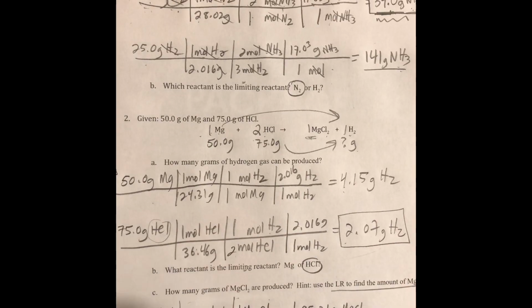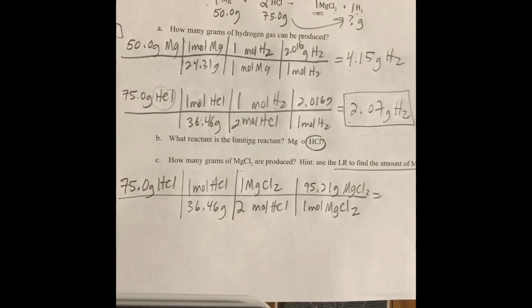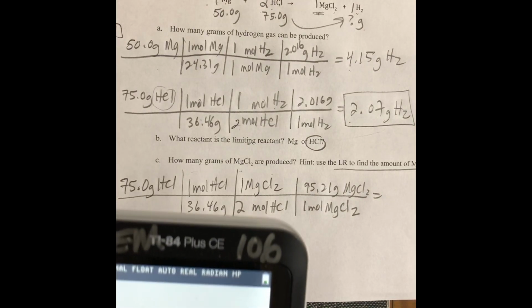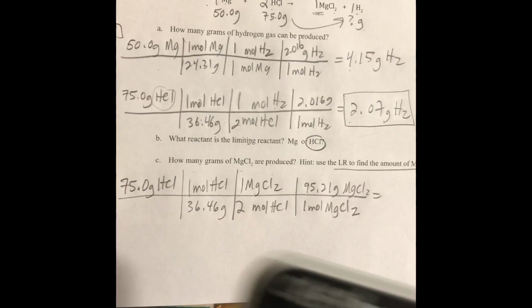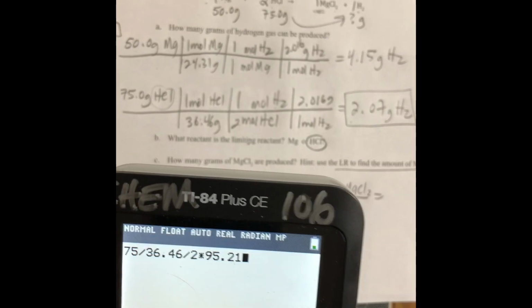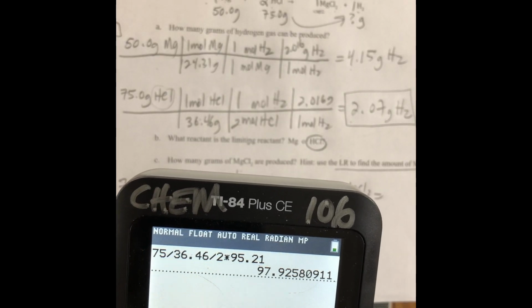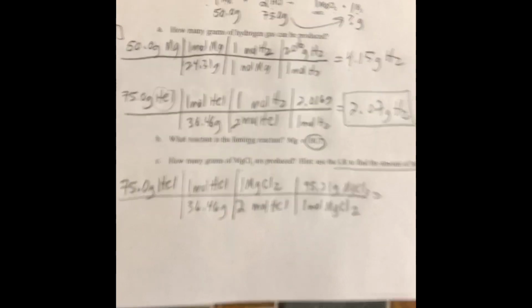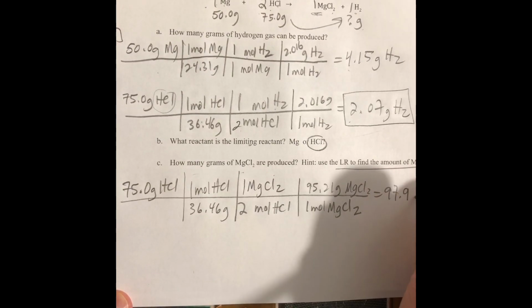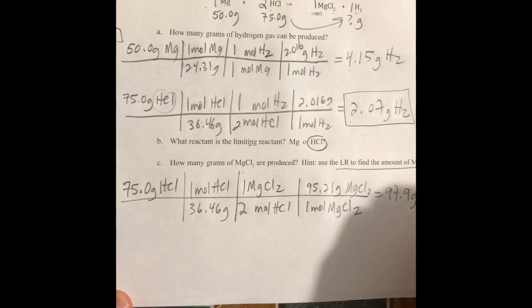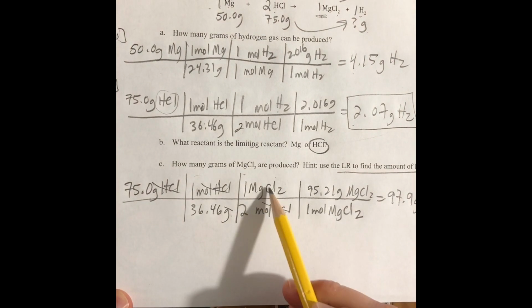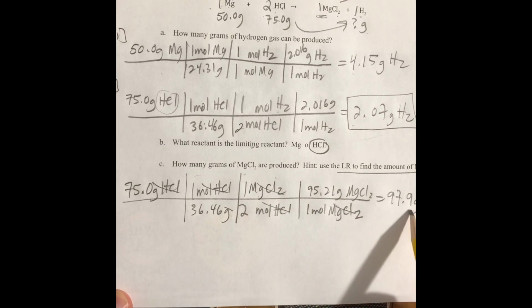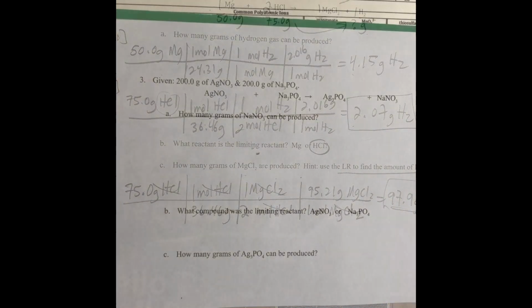And then in my calculator, I will go up a little bit. I will do 75 divided by 36.46 divided by 2 times 95.21, and that'll equal 97.9 grams of MgCl2. And I could go back and cancel grams of HCl, moles of HCl, MgCl2, MgCl2, and that's how much I would produce of that.